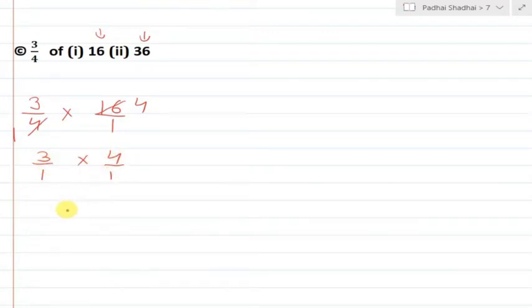Now we will multiply 3 into 4, 12, and 1 one is 1. So the final answer will be 12. Let us check it for the second part. 3 by 4 into 36. Let us put 1 here in the denominator.